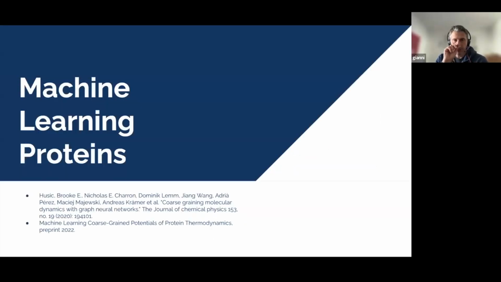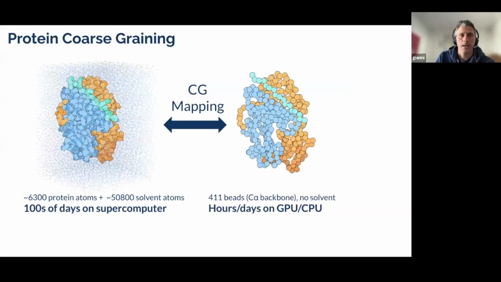Okay, this is the last bit. It's how we use this machine learning potential for proteins as well. And in this case, we use a very coarse representation of proteins. The idea was to capture the protein dynamics.